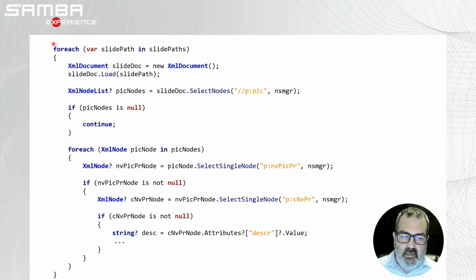Now that we have our list of slides, we can take another for each loop and look at each slide. We'll create a new XML document, load in the slide, and we can get a list of our picture elements. If it's not null, then we can loop over each one of the picture elements, XML nodes, and then get its non-visual picture property node. And then, if that's not null, we can select the CNVPR property, and from that we can get its description and get its value, and that will give us where we need to add the description that we're getting from the Azure Vision AI.